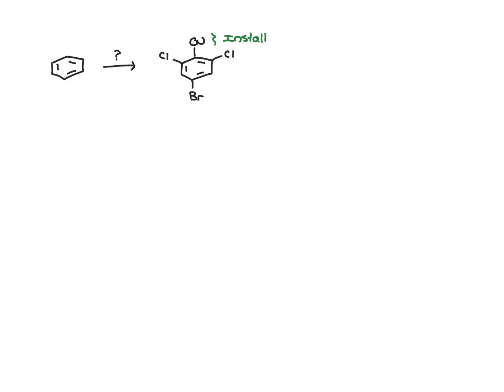We'll install that as a nitro, which will convert to an NH2, which we will convert to a diazonium ion, which we will convert to the nitrile.